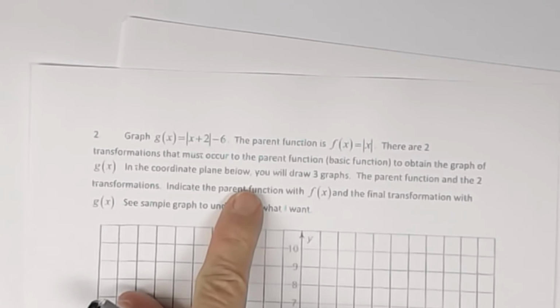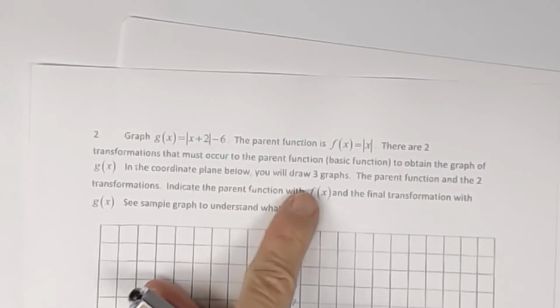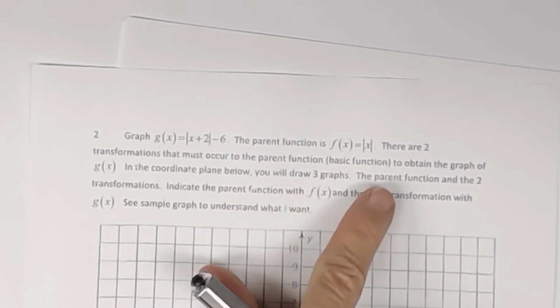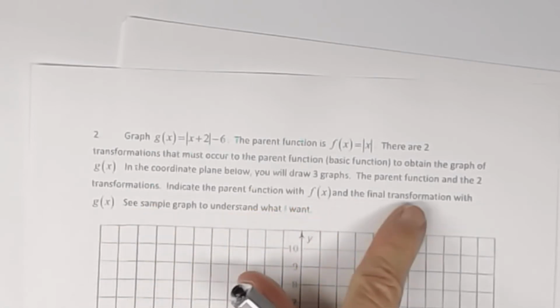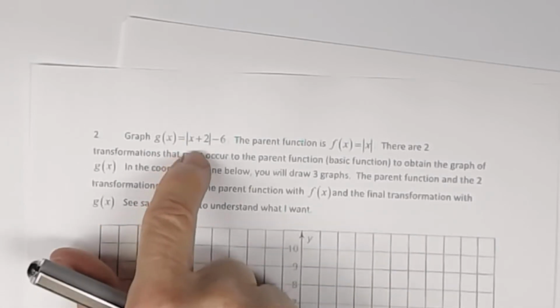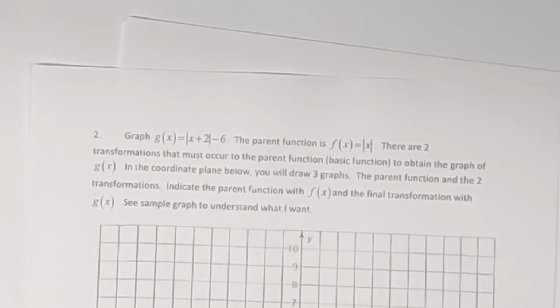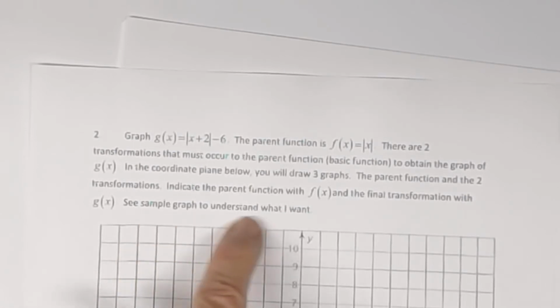In the coordinate plane below, you're going to draw 3 graphs. The parent function will be one of them, and the 2 transformations will be the other. So indicate the parent function with f of x and the final transformation with g of x, because that's what you wanted to graph. Okay, and it did say see the sample to understand what I want. So I'm hoping you looked at that sample graph to understand what I wanted.